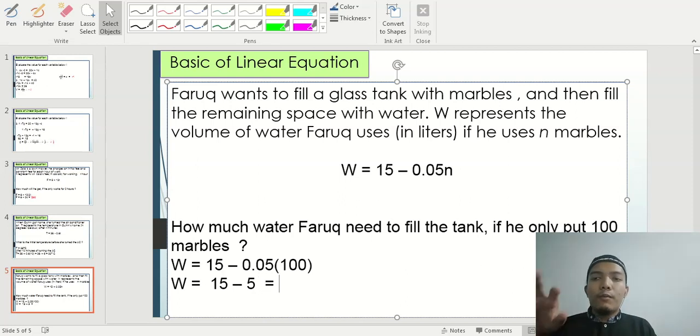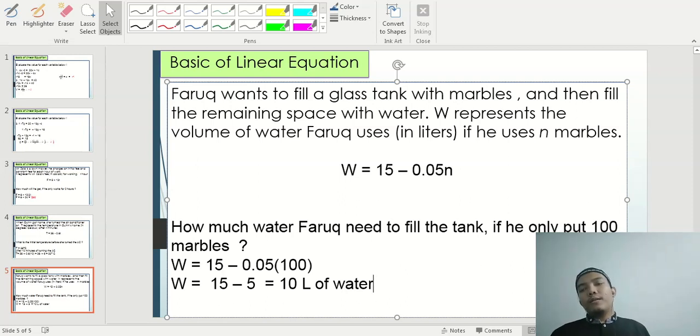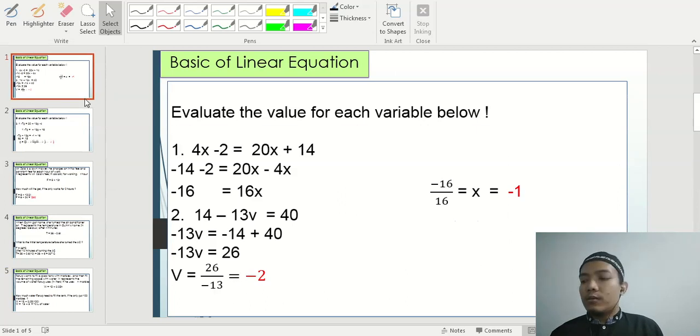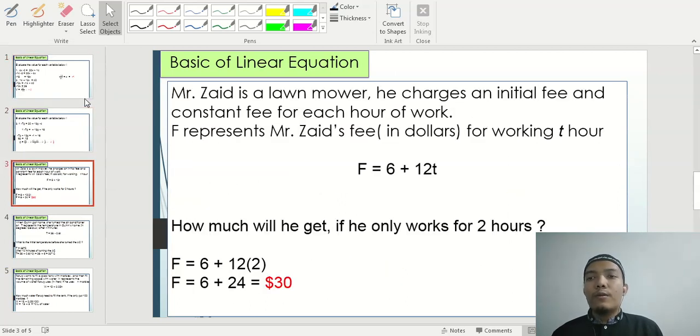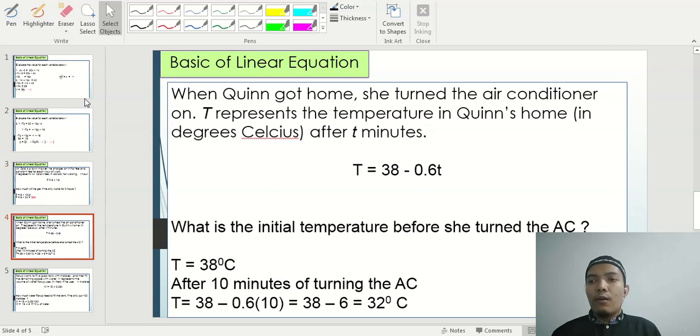So it equals 15 minus 5, which is 10. And what is the unit here? The question says it is in liters, so we have to follow that. This is 10 liters of water. This is all the discussion here, starting from algebraic manipulations and performing it into word problems, and trying to derive the meaning, also how to implement it in daily life.